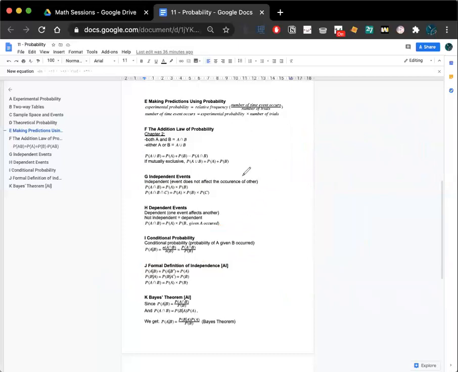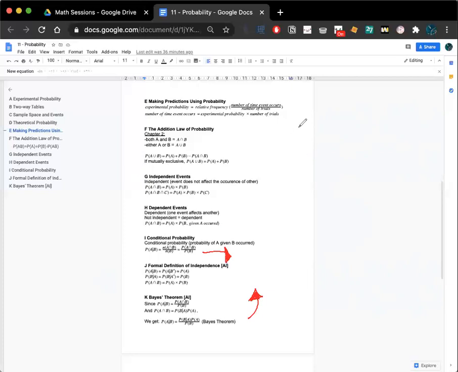So last but not least, we have the Bayes theorem. Basically, this is an alternative formula. This is actually more of a shortcut of the conditional probability formula.